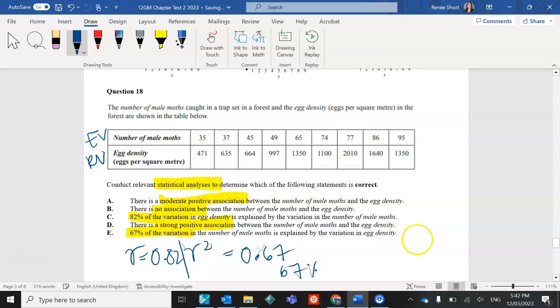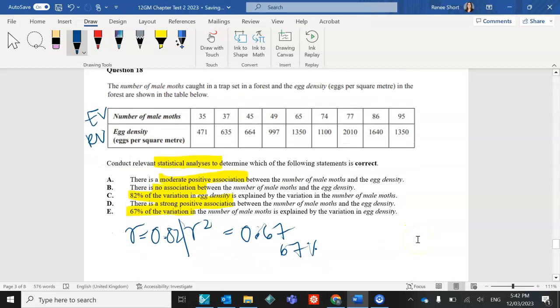So now I need to decide based on them which statement is correct. First of all, an R value of 0.82, remember from our standard table, that means that there is a strong positive linear association between the two variables. So straight away, that means I can get rid of A and I can get rid of B. It's definitely looking like D then is my answer. I am just going to make sure that C and E aren't correct though.